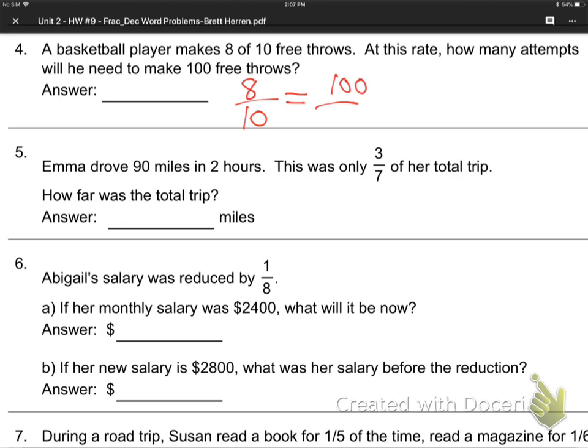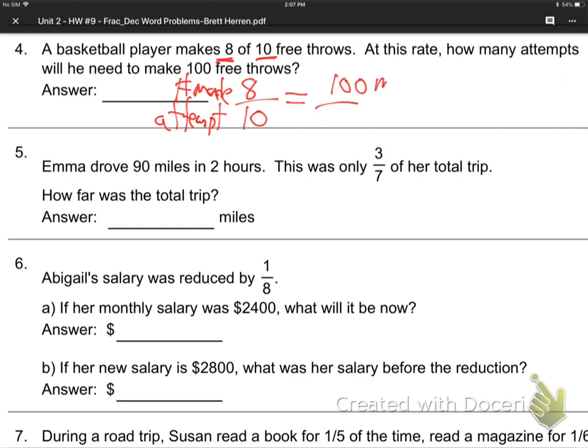Good job, good job. You're dialing in with the units, right? You see what Brianna is doing there? She's thinking about what is the 8 and what is the 10. The 8 is the number made, right? The person makes 8, and the 10 is the number they attempt.